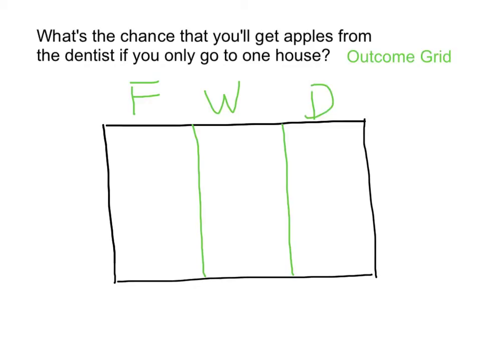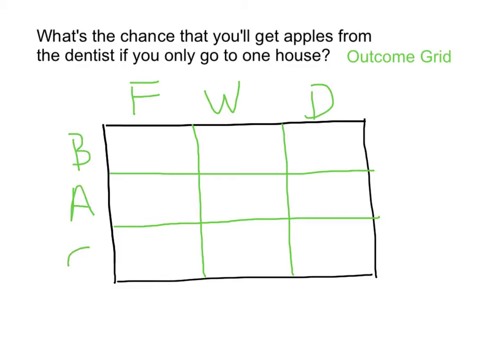And at those houses, I could have gotten one of 3 different kinds of treat. So I'm going to divide my box the other way into 3 different equal size spots. I could have gotten brains, I could have gotten apples, or I could have gotten candy. And then I'm going to fill out the grid according to these different options.